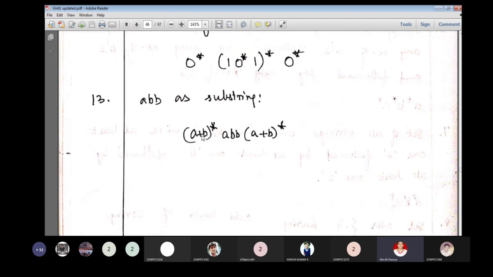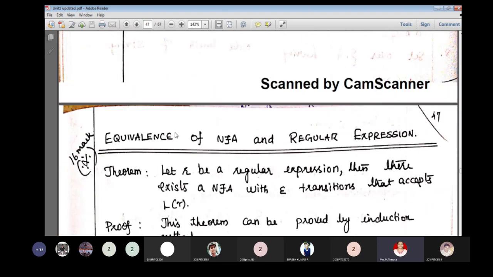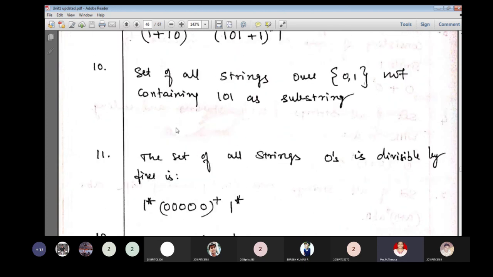Then ABB as a substring. Okay, so ABB should come in between, and at the beginning and at the end you may have any strings of A's and B's. So any string of A's and B's can be represented as (A+B)*. Clear? So these are all examples of regular languages and regular expressions.